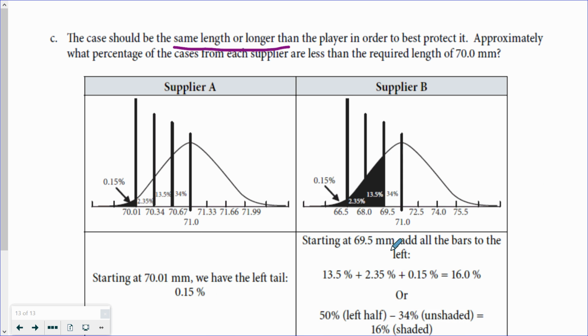I guess they didn't include any of the 34 in their little chart here, but this is 69.5. It would actually be a little bit of this as well would be included in it. These are all too short. So that means if they sold them, people would return them because they wouldn't fit, or hopefully they would have some quality control and they would have produced all of these and then just thrown them out, which is a giant waste in terms of production.